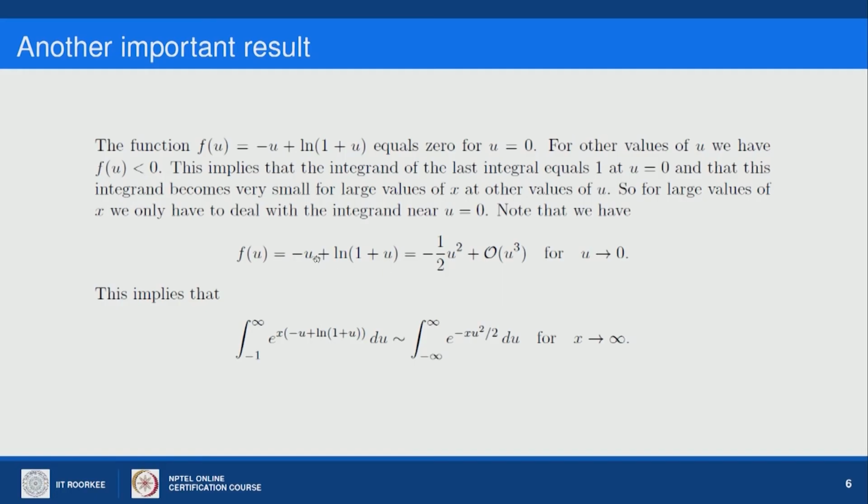So, this u will cancel out. So, I will be having terms of second order. This implies the integral over minus 1 to infinity of e raised to power x times (minus u plus log(1 plus u)) du is approximately equal to the integral from minus infinity to infinity of e raised to power minus x u square upon 2 du, for x tending to infinity.